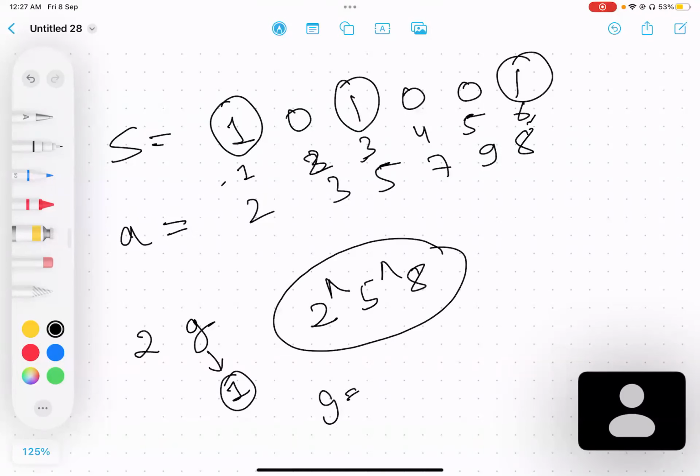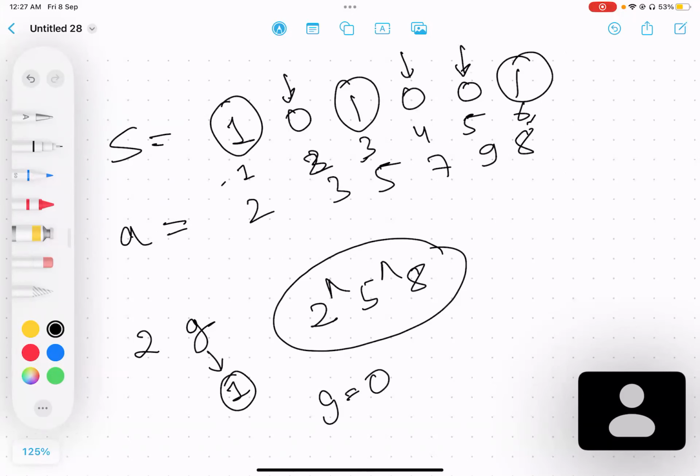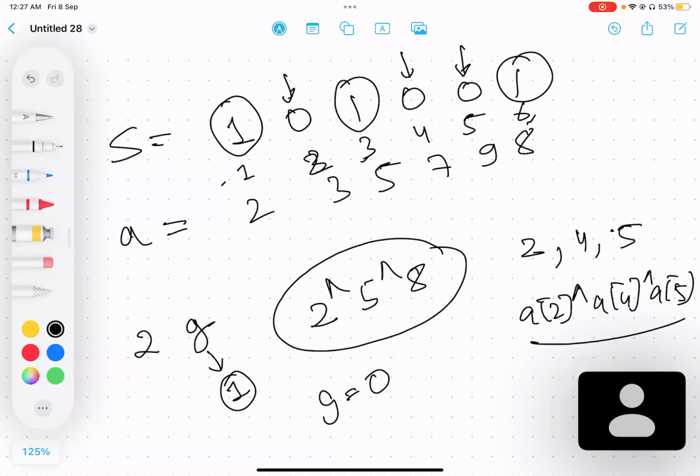Let's say the value of g was equal to 0. So now this index and this index have value 0, right? So you need to take the corresponding elements in the array of all those indexes where it had value equal to 0. Which indexes have value equal to 0? Second index, fourth index, and fifth index, right? So the corresponding values A of 2, A of 4, and A of 5. We need to take the XOR of it and we need to return. Is it clear now?